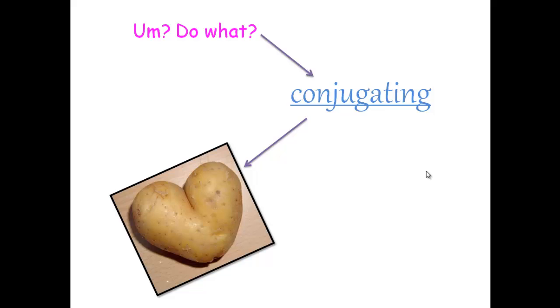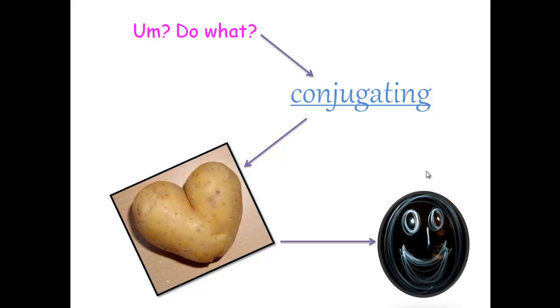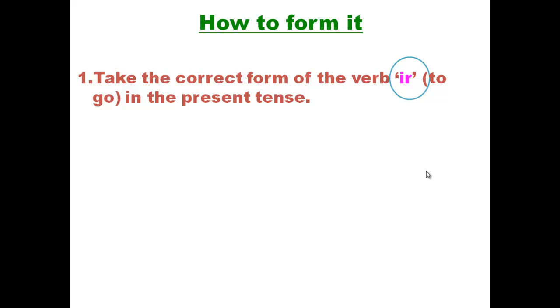In order to make it into the form that you want to use it. So conjugating is just like that. So you take the infinitive and you change it from the to eat into the I eat form, and then you'll have a nice happy smiley face like that. So conjugating is just a fancy word for changing it from the to form into the I, he, she, we, you, it, they form. So let's have a look at step 1 again. So you take the correct form of the verb ir. Now, if you are sitting there thinking, I have no idea what that means, don't panic.